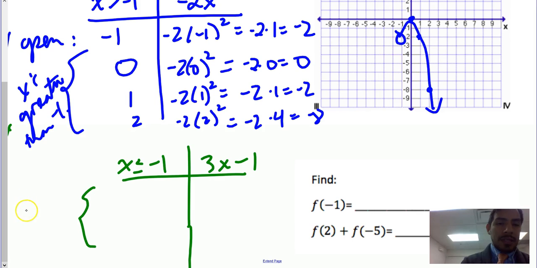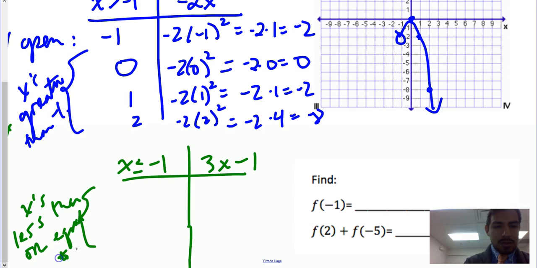So what we'll get here is all x values that are less than or equal to negative 1. That's what we're going to get here. So let's take x values that are less than or equal to negative 1. Let's start off with negative 1, and make sure you're showing all that work. We got 3 times negative 1 minus 1, which is negative 3 minus 1. That's a negative 4.